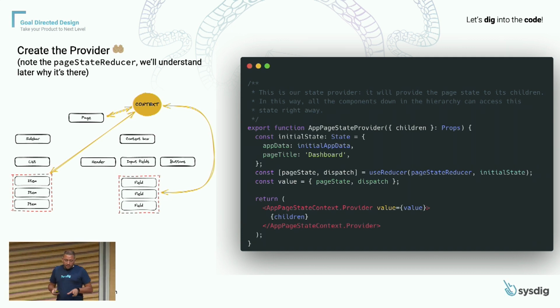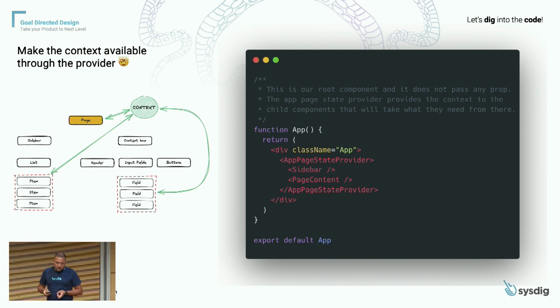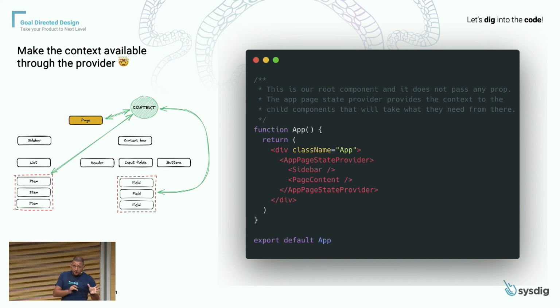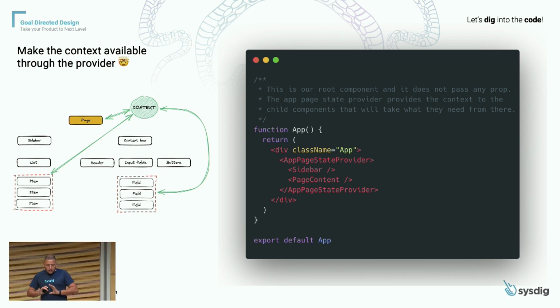So now that we have the provider, we try to use it. Let's assume that we want to build this topmost page component. You see that the code is very clean. We use the provider, and then its children are the sidebar and the page content, which is the content box that we saw on the right of the page. So no props are passed at all inside this code. The code is very clean. We don't need to pass anything. We just have the components.